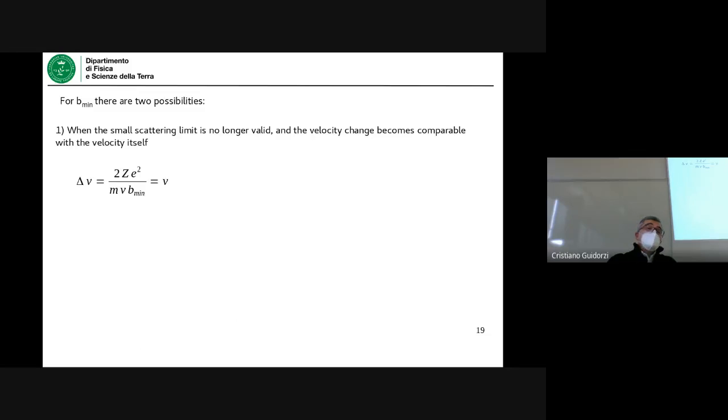I should have put "comparable with" instead of equal. It's just a kind of general guess. So B min, if you use the value for delta V that we obtained, is just this guy here. If you work it out more properly, the numerical coefficient is slightly different, and I'm not going to go into the details, it's not worth it. But instead of 2, you have 4 over pi. More or less it's the same.